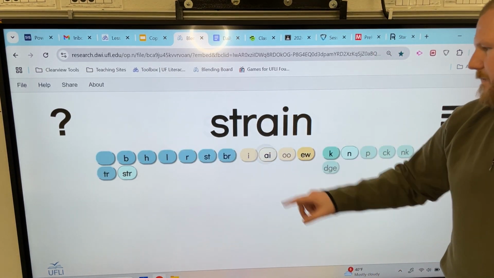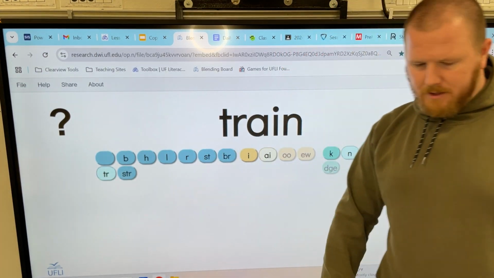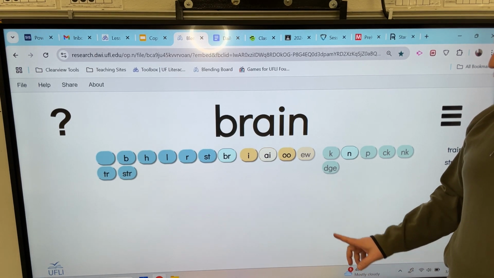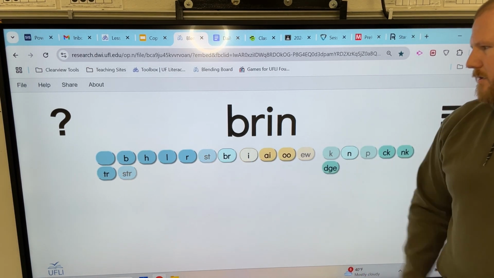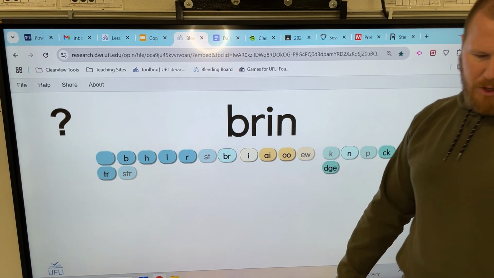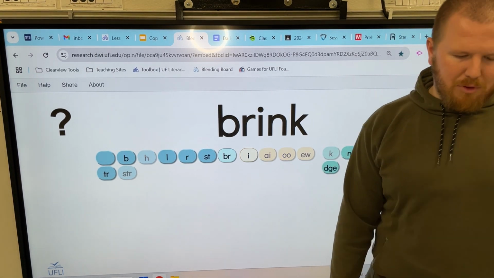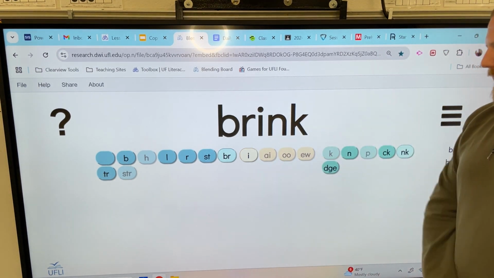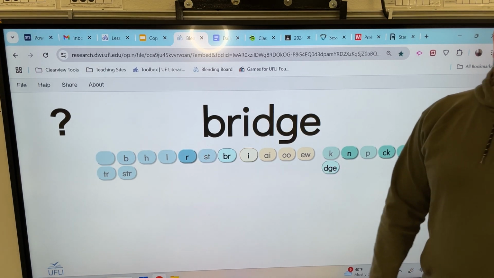What about this? Strain. What about this? Train. What about brain? Or what about, this is going to be a nonsense word, so what about this? Brin. Not a real word. But this one is brink. Oh, this one it changed the ink. The I changed a little bit. What about change brink to bridge?